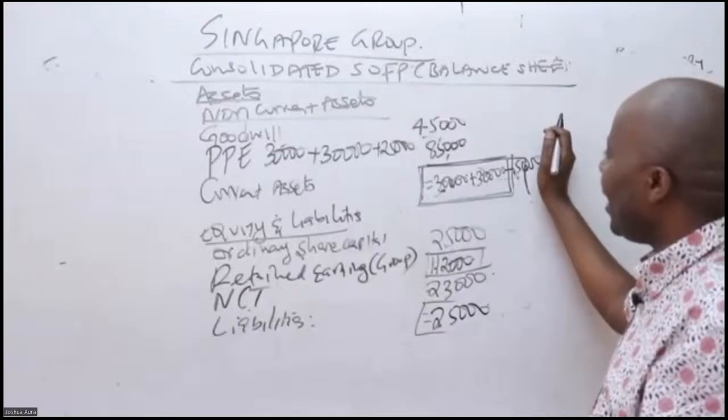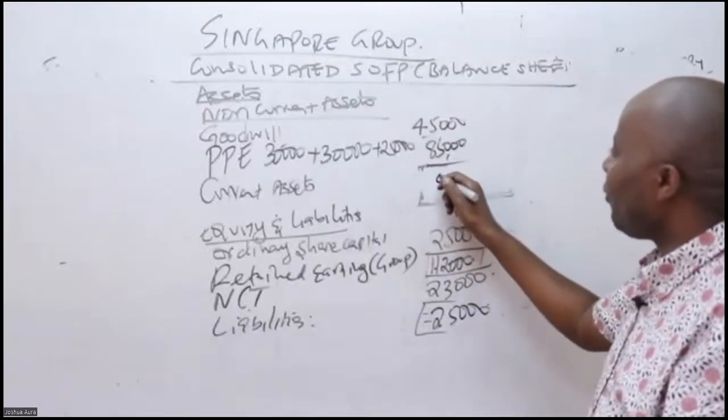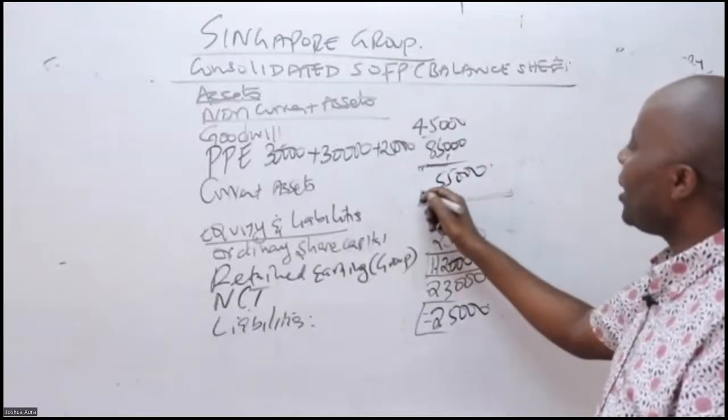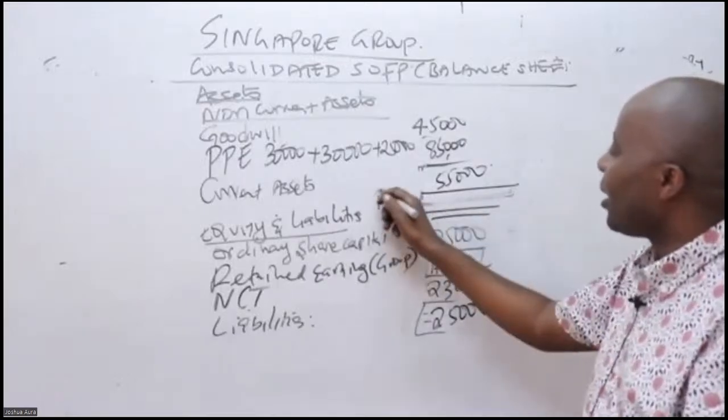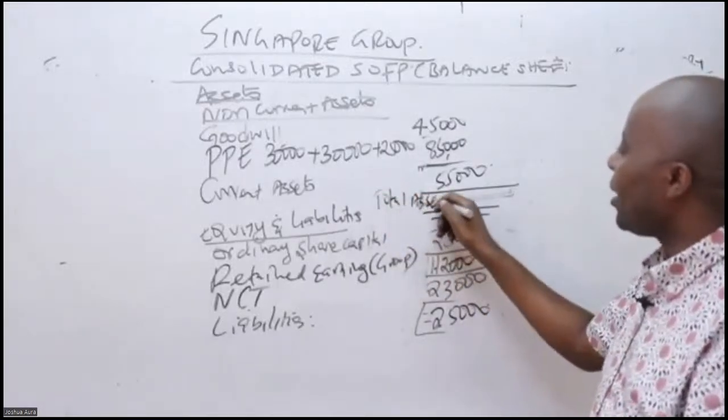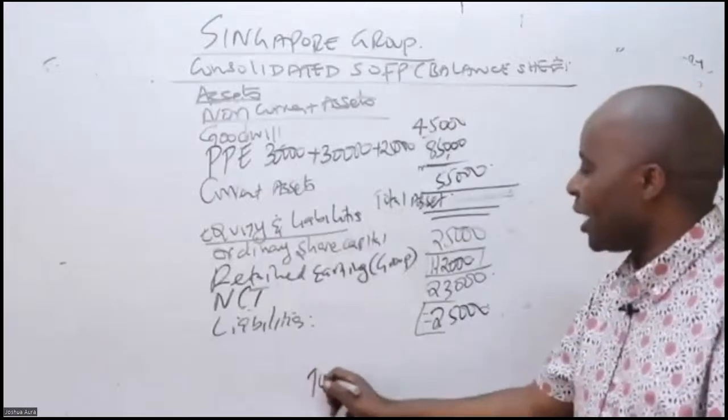And that now marks the end of this. This, I suppose, is 55,000. So could you kindly give me the total assets here? Give me the total assets there. Give me the total equity and liabilities here.